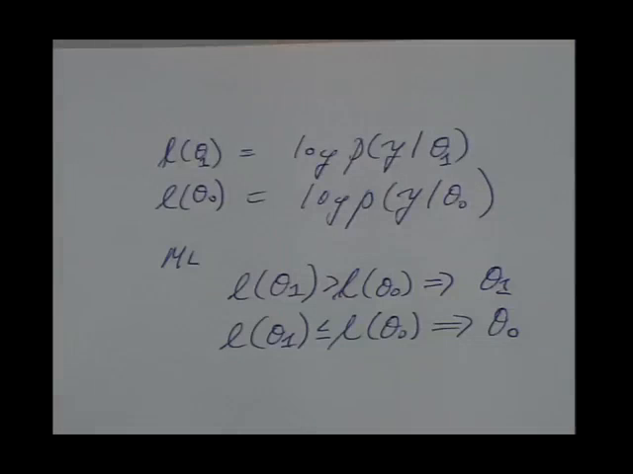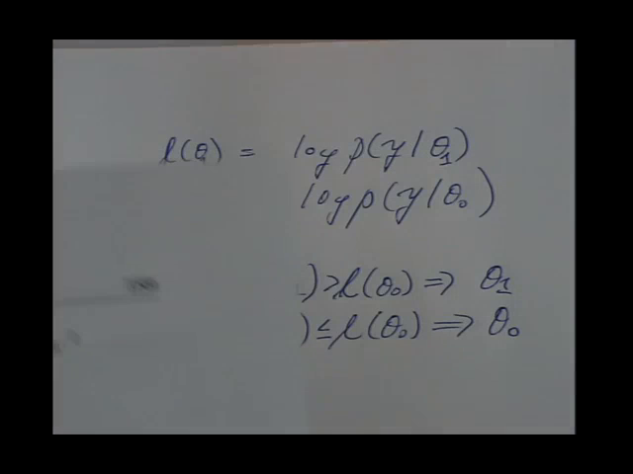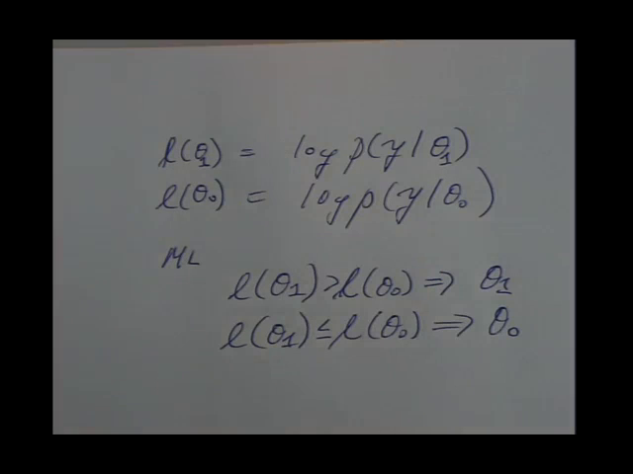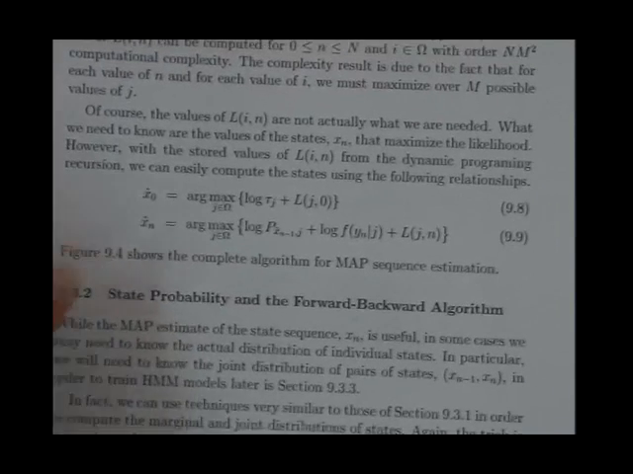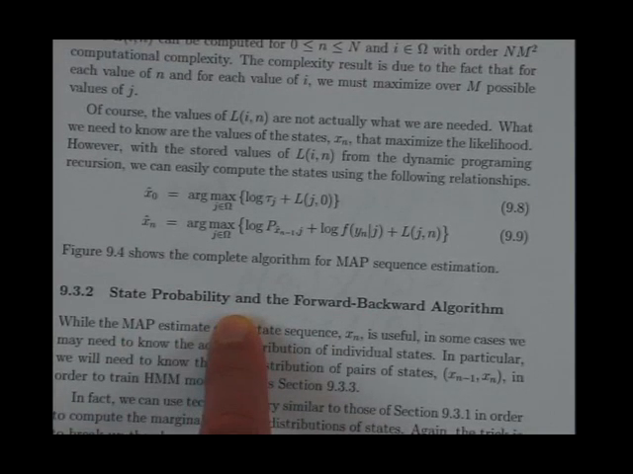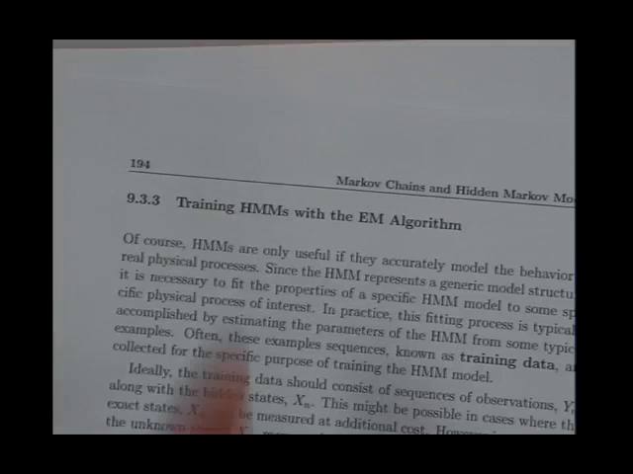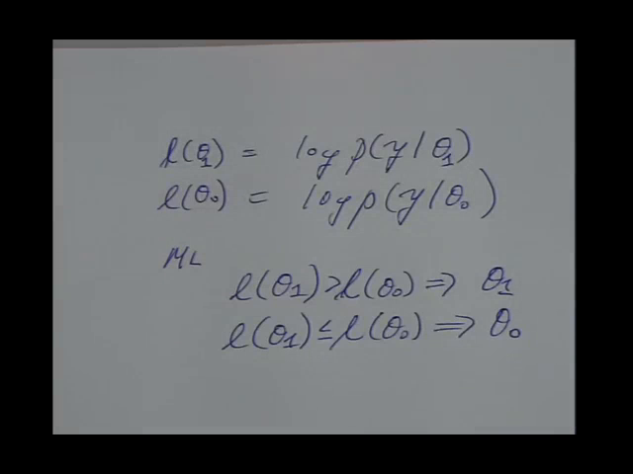So there's three things you might want to do. You might want to estimate the state. You might want to estimate the parameters of the model from training data. And you might want to calculate the probability of the sequence. So there's three sections here: state estimation, and then there's state probability. This is calculating the state probability, and then you use the calculation of the state probability to estimate the parameters, and that's training HMMs. So the three sections correspond to the three things you want to do: estimate the probability, estimate the state, and train it.